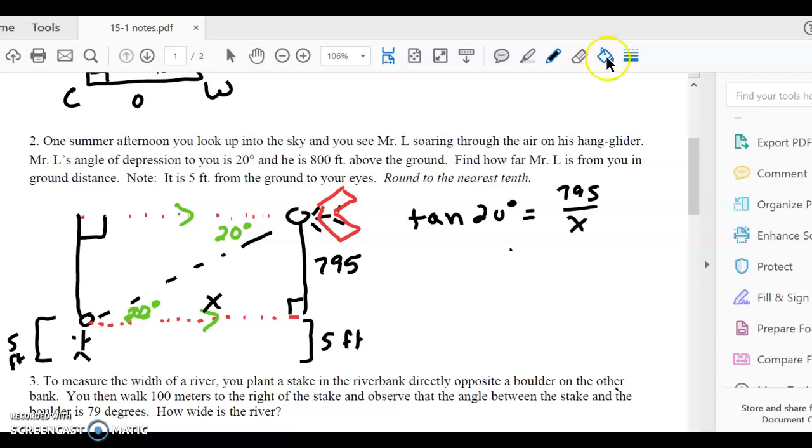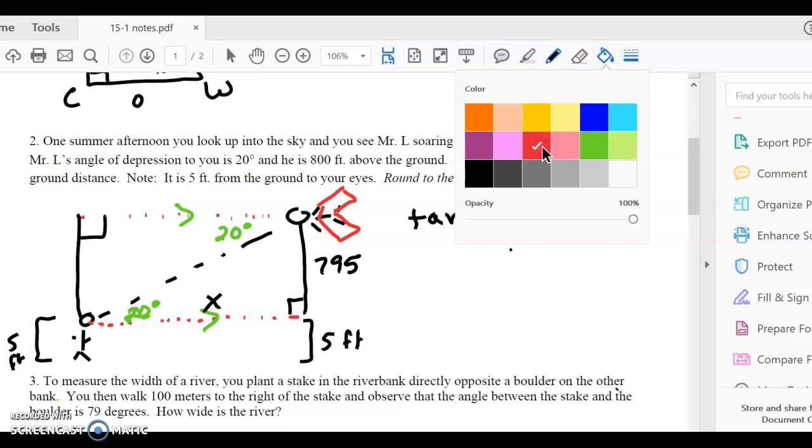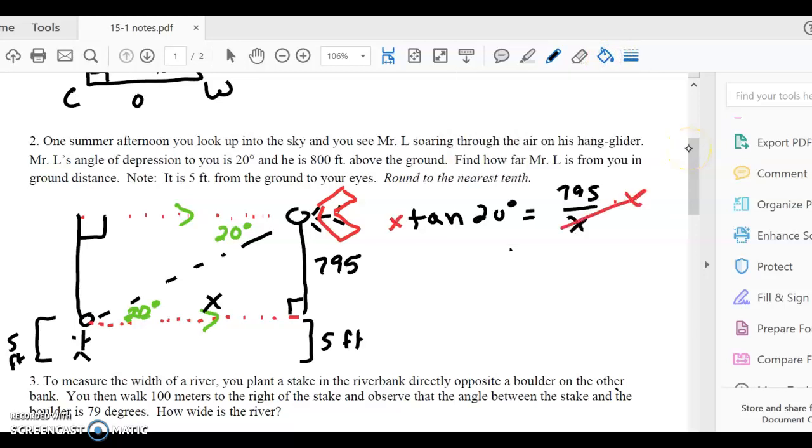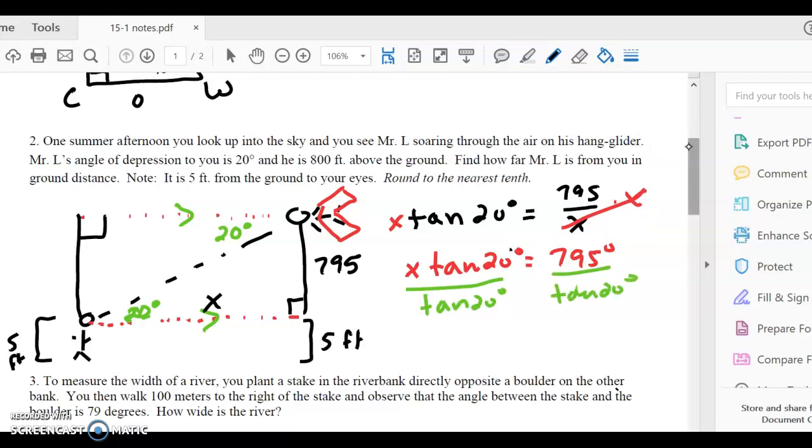To solve this problem, similar to above, we have to multiply through by x. Now we have x times tangent of 20 equals 795. And remember, we're solving for x. So we're going to divide by the tangent of 20 on both sides, and we're going to get x equals 2,184.2 feet.